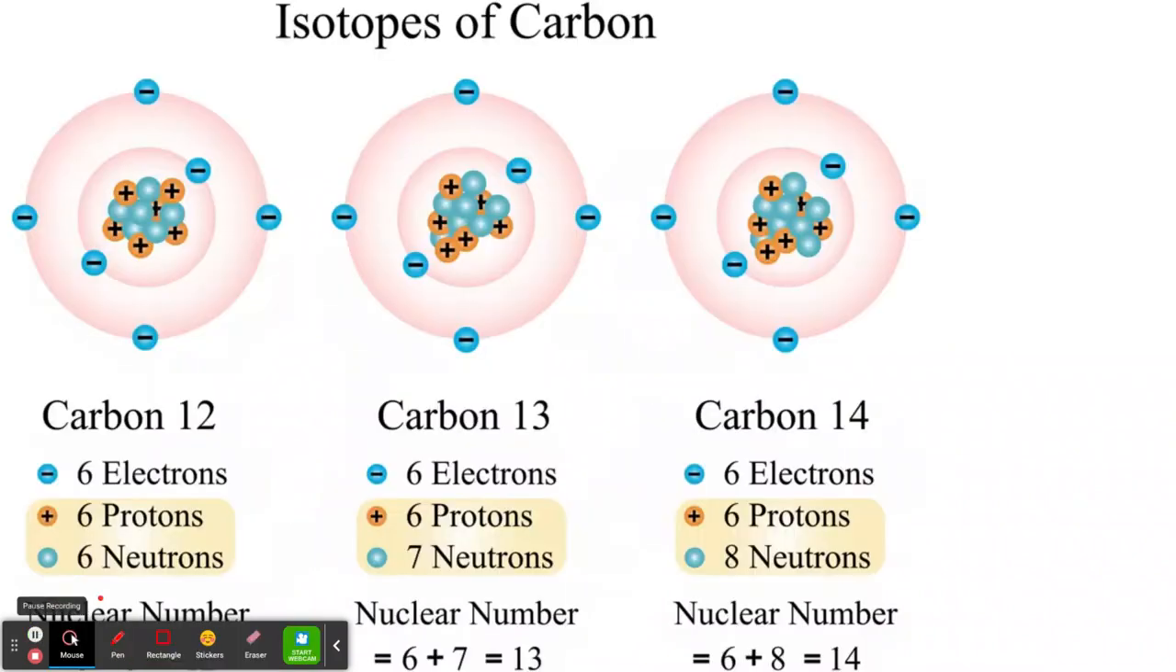And here are some isotopes of carbon. We have carbon 12, right? That's the carbon we see on the periodic table. It has the same amount of protons, same amount of neutrons. Carbon 13 has 1 more neutron, and carbon 14 has 2 more neutrons.